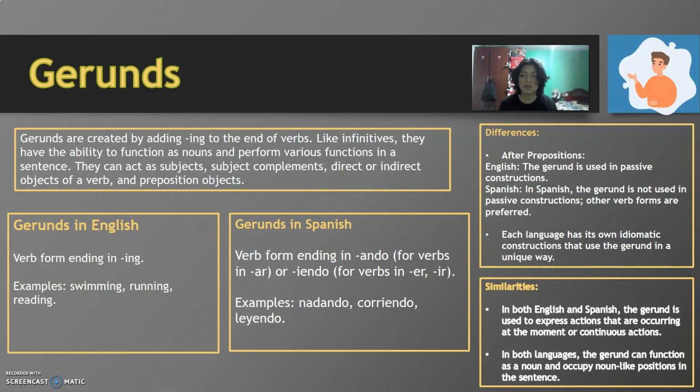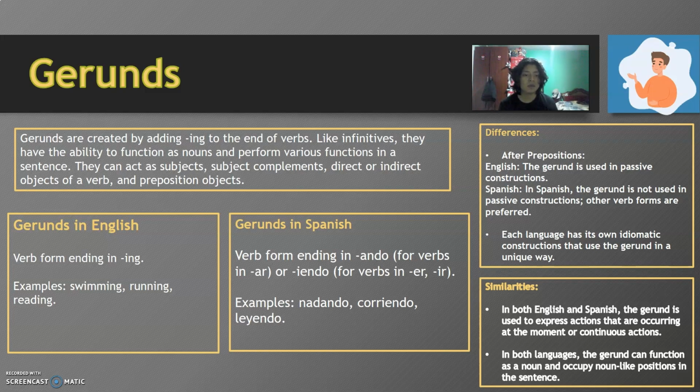Like infinitives, they have the ability to function as nouns and perform various functions in a sentence, and they can act as subject complements, direct or indirect objects of a verb, and objects of prepositions. The gerund in English is the verb form ending in -ing. For example, swimming, running, and reading. And the gerund in Spanish is the verb form ending in -ando for verbs in -ar, or -iendo for verbs in -er or -ir. For example, nadando, corriendo, leyendo.